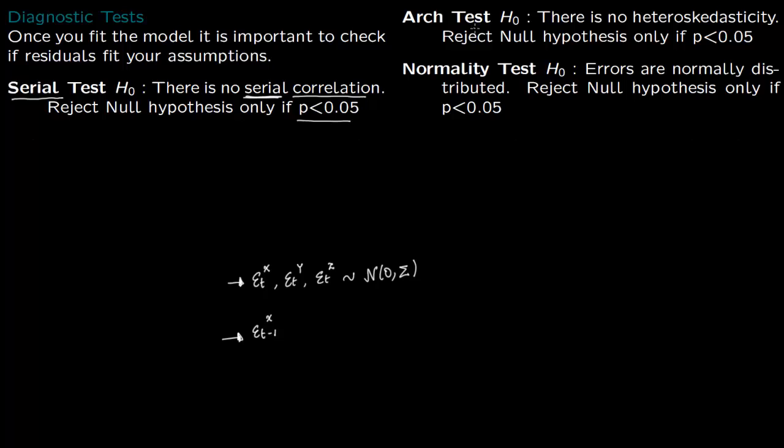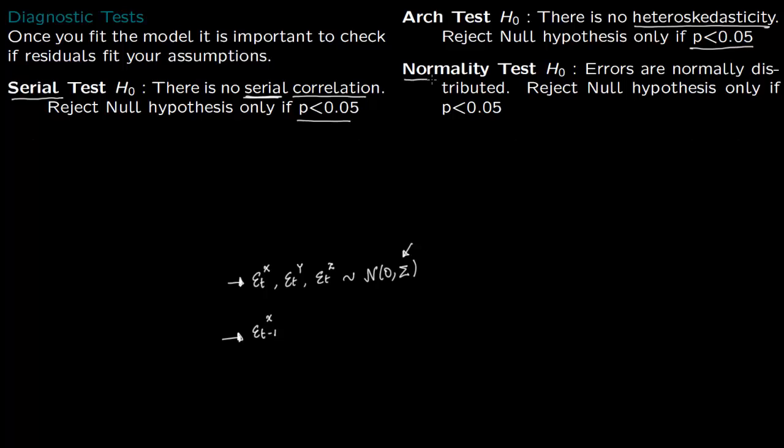Then there's an ARCH test. So this ARCH test simply says that there is no heteroscedasticity. That is, the variance of these error terms is not changing over time. So there is no heteroscedasticity, and you reject the null hypothesis if the p-value is less than 0.05. So basically this variance covariance matrix is not a function of time. So as time changes, you're expecting the variance to remain constant. Therefore there is no heteroscedasticity.